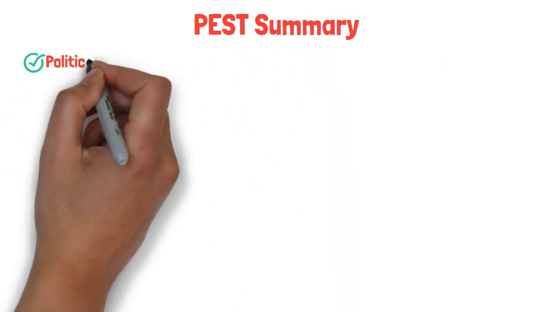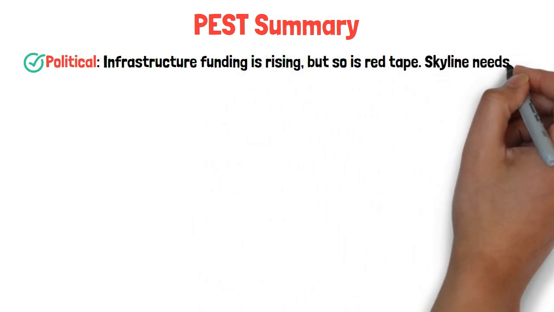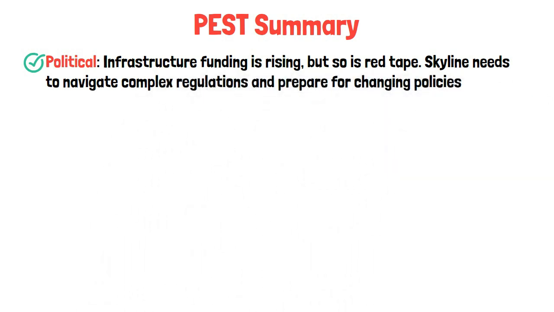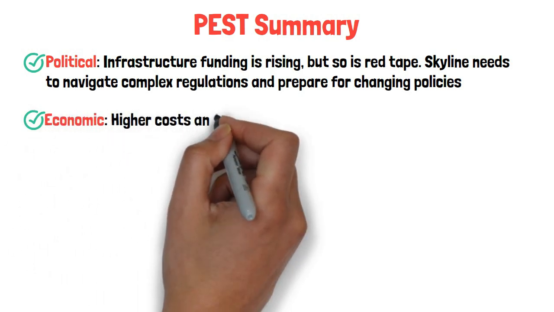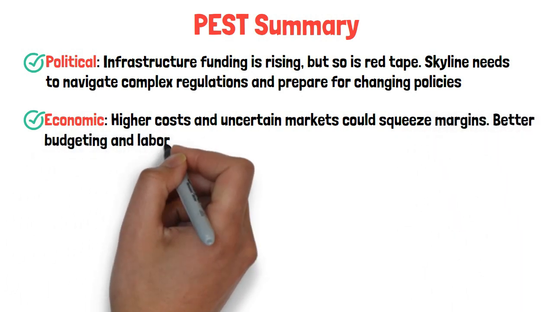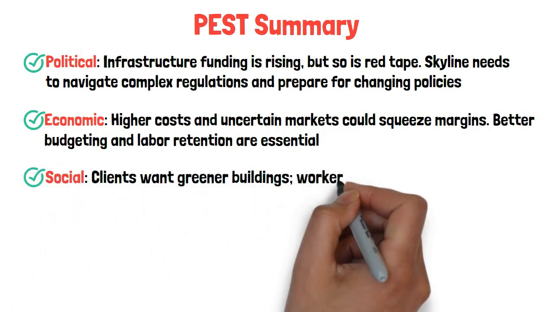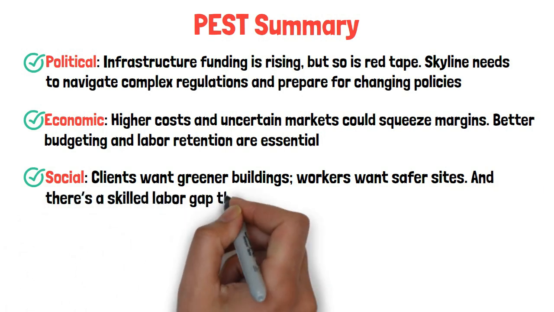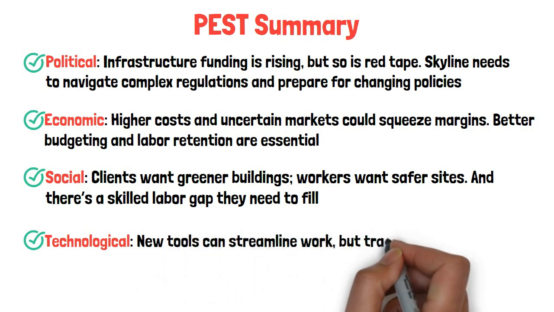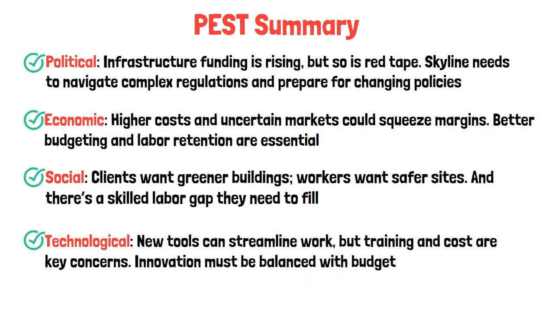PEST summary. Political: infrastructure funding is rising, but so is red tape. Skyline needs to navigate complex regulations and prepare for changing policies. Economic: higher costs and uncertain markets could squeeze margins. Better budgeting and labor retention are essential. Social: clients want greener buildings, workers want safer sites, and there's a skilled labor gap they need to fill. Technological: new tools can streamline work, but training and cost are key concerns. Innovation must be balanced with budget.